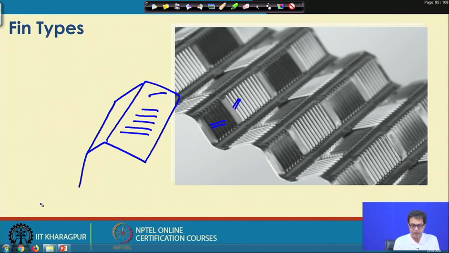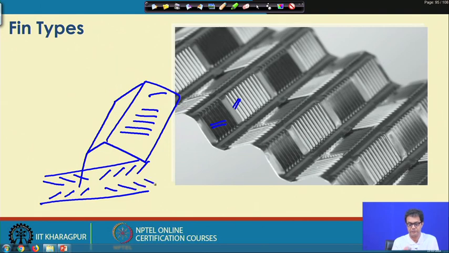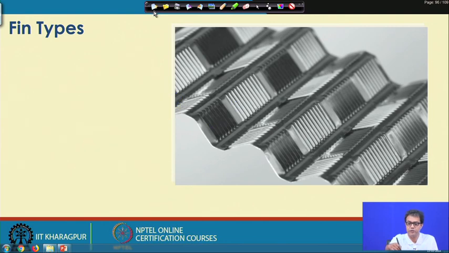So, if we look at it in this direction, there will be this kind of flow passages. I mean these channels will be like this as well as like this. So, it will have a chance to move this way and this way and this way. So, this is called the louvered fin. This is also in regular use in different types of plate fin heat exchanger geometries.